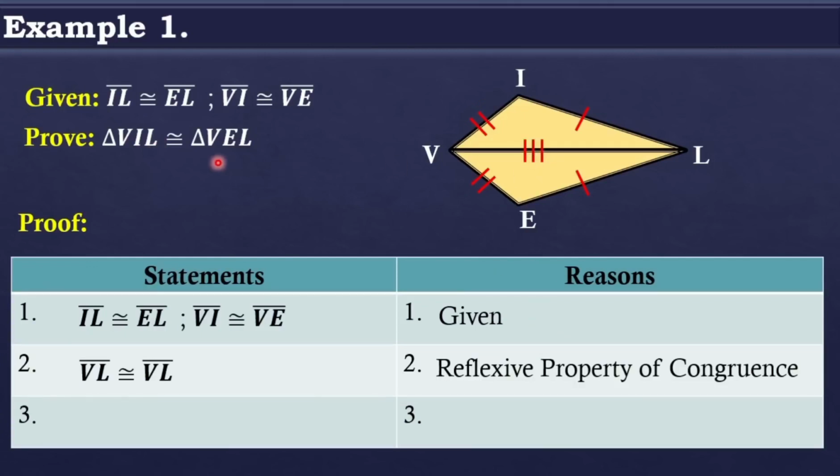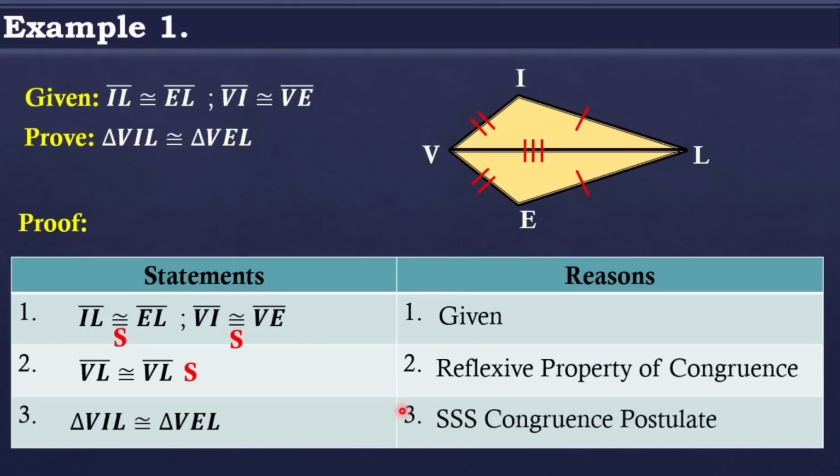So therefore, we can now prove that triangle VIL is congruent to triangle VEL. Why? Balikan natin yung given mo. Ito po ay side. Ito yung side mo. This is also a side. Ito po yun. And then this one also is a side. Okay? So as you can see, we have 3 sides of 2 triangles that are congruent. So therefore, we can prove that triangle VIL is congruent to triangle VEL by SSS congruence postulate.